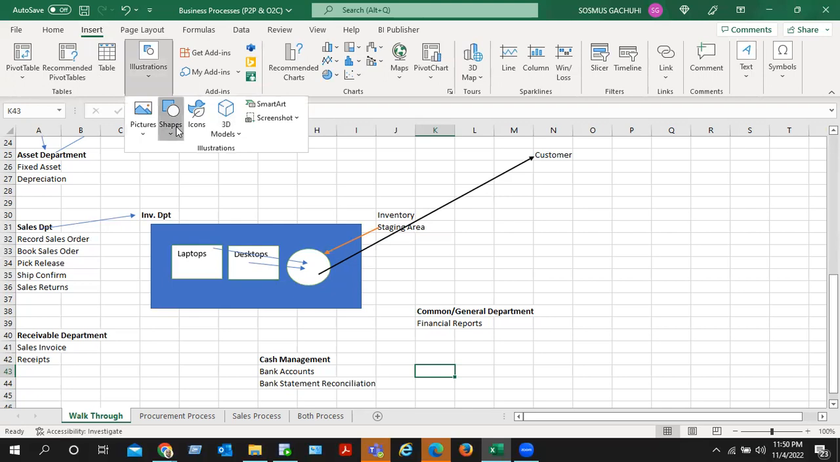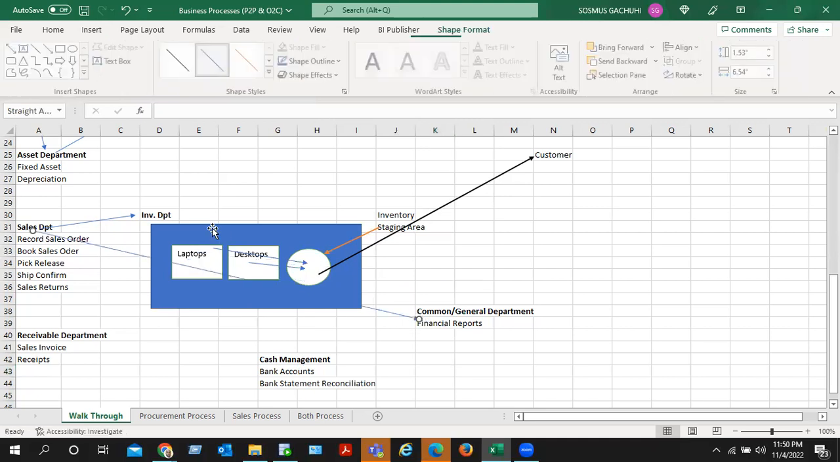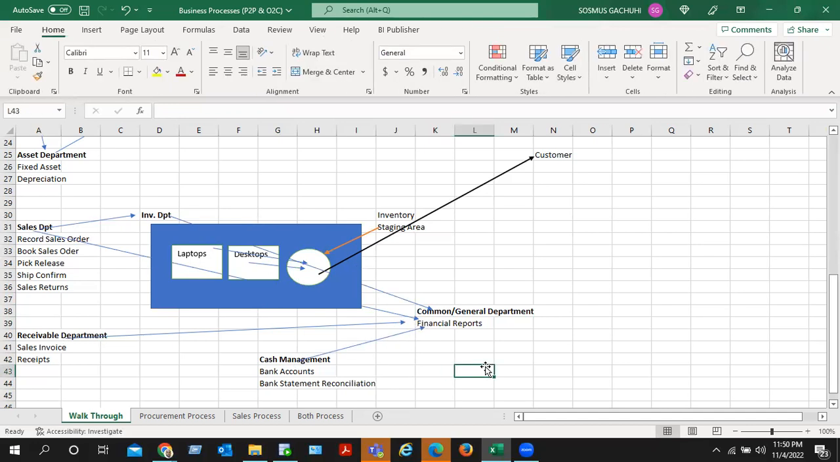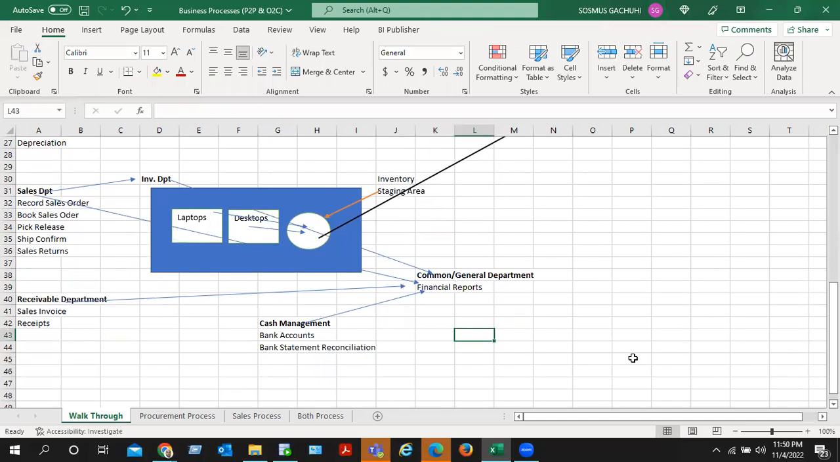So the flow will come from, of course, the sales department, also from inventory, also from the receivable department, and again from the cash management department. So that's how the information will flow.